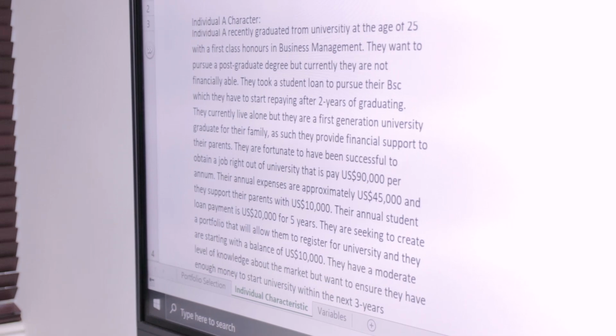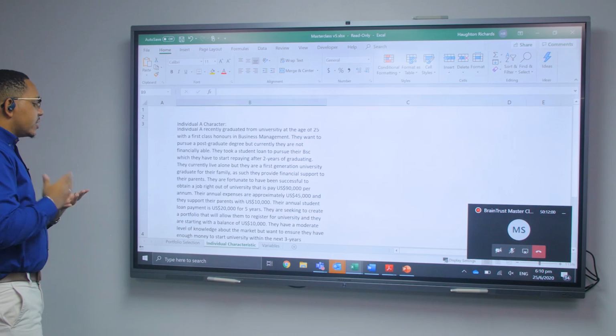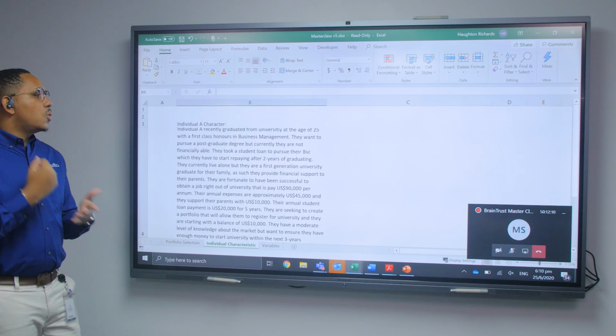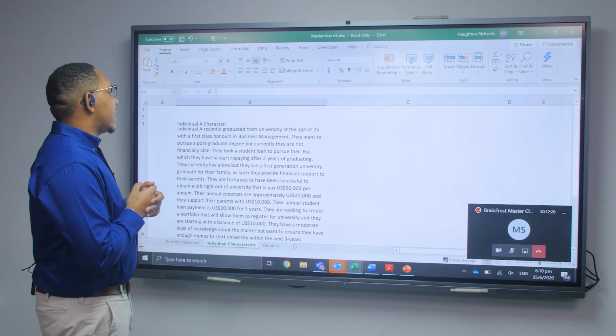So they're giving you US $10,000, right? They have moderate knowledge about the market, but want to ensure they have enough money to start university within the next 3 years. At the onset of this, what would you classify this person's risk profile to be? Anybody online, what would you say this person's risk profile is? There's no right or wrong answer. It's just our idea. I want to be able to see how you're thinking. What would you classify this person's risk profile to be?